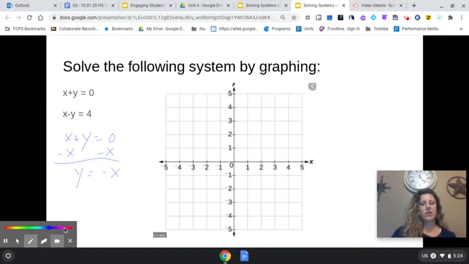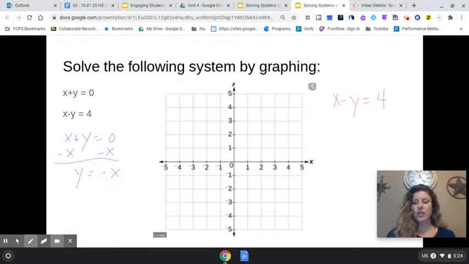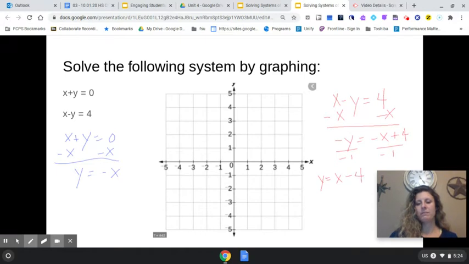Let's take a moment to transform the second equation. I'm going to put this one on the right side of my screen. y minus x is equal to 4. Again, we're going to solve that for y. So we're going to subtract x from both sides. We get negative y is equal to negative x plus 4. And we're going to divide both sides by negative 1. So I get y equals x minus 4. Okay, let's go ahead and graph those two equations.